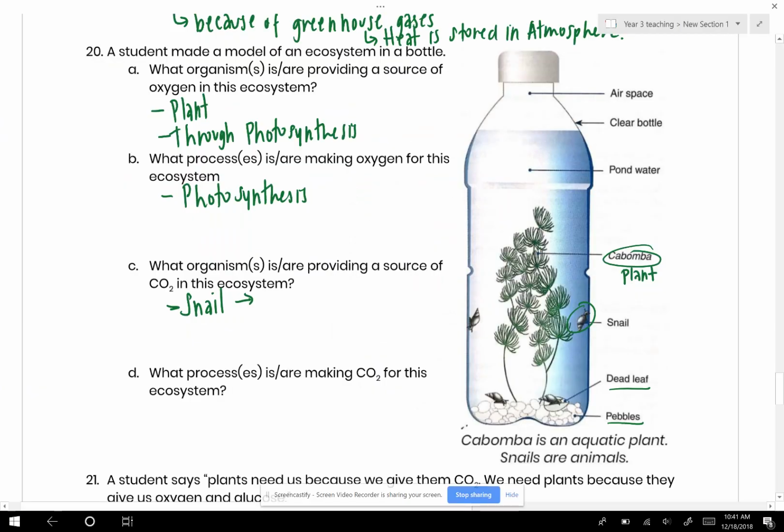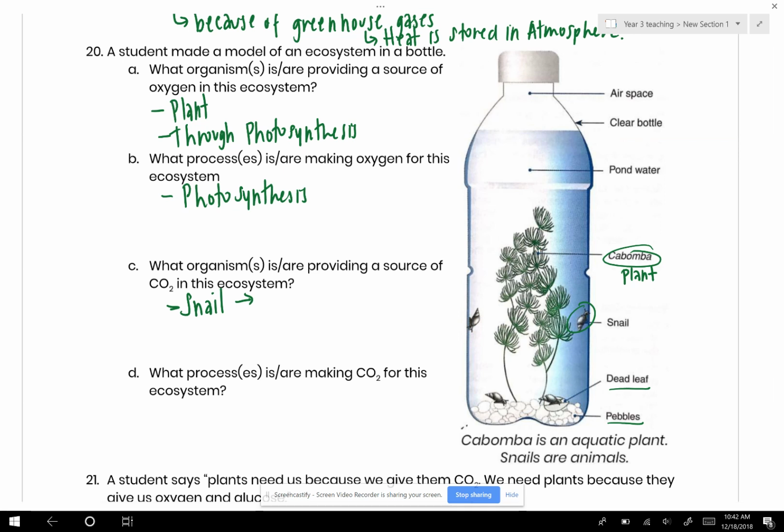So last time we left off finishing up question 20. I'm going to go over 20C one more time so that you guys are absolutely clear on what I was talking about. Last time we talked about what was producing oxygen, and we said it was a plant producing oxygen with photosynthesis.